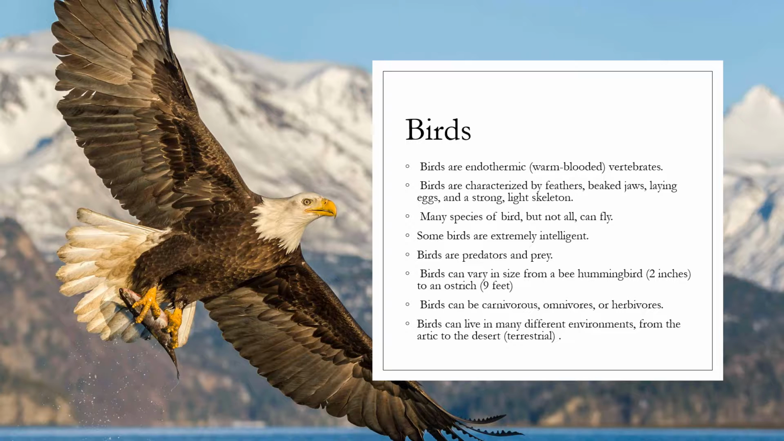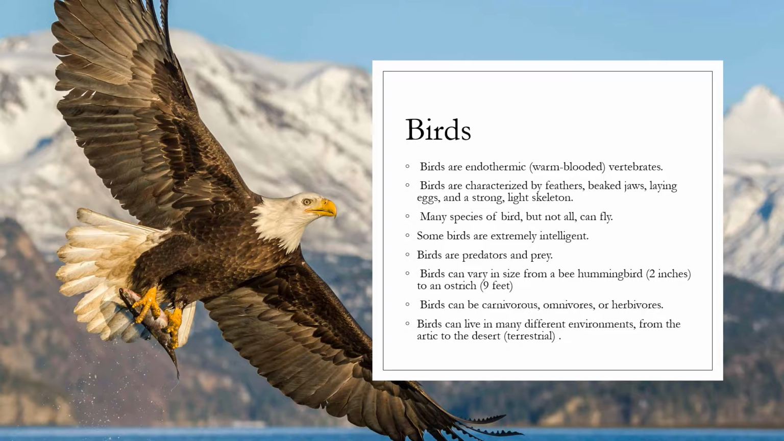Birds. Birds are warm-blooded vertebrates. Birds are known for having feathers, beaks, laying eggs, and having a strong, light skeleton. Many species of bird, but not all, can fly. Some birds are extremely intelligent. Birds can be predators, like a bald eagle, or they can be prey, like a hummingbird.